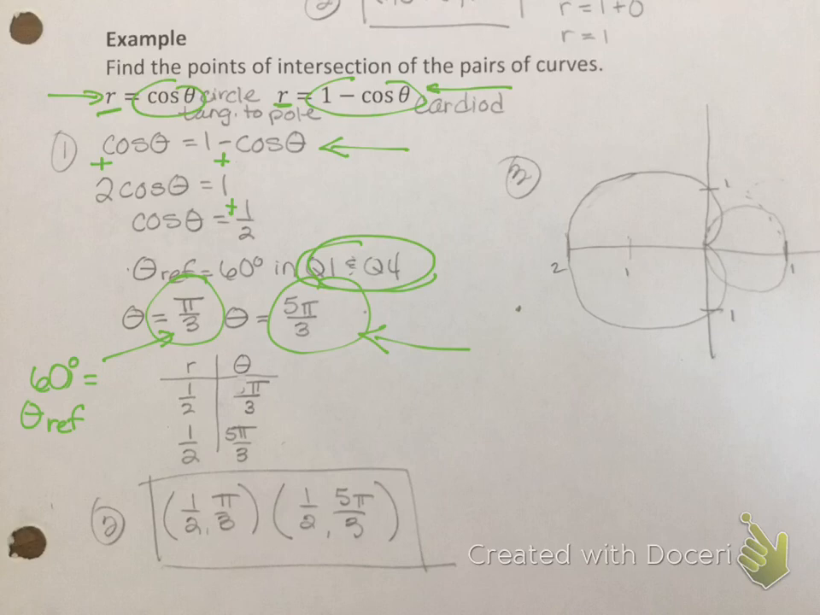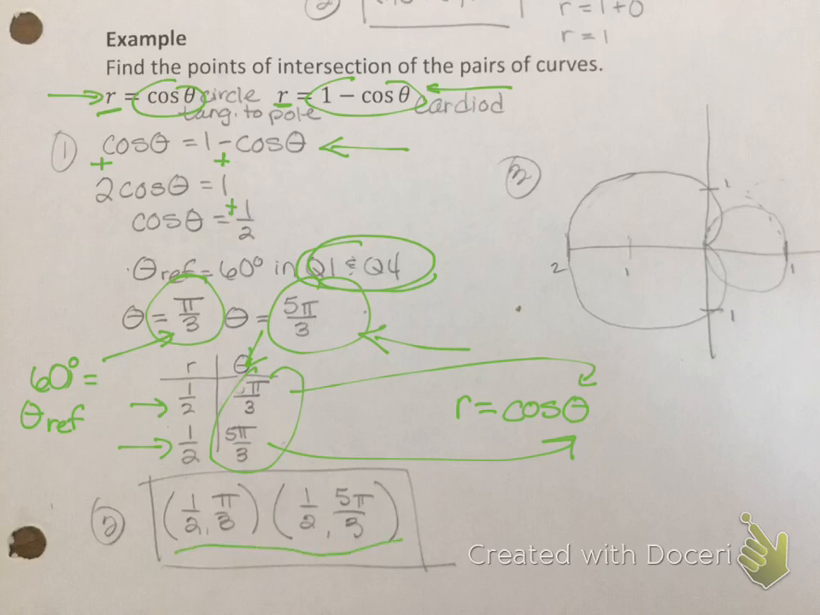You need to plug both of those values in for theta here and figure out what you get for r. Again, I would just use the first equation here. So you are plugging in pi over 3, you get out a 1/2. You're plugging in a 5 pi over 3, you get out a 1/2. So here are my 2 points of intersection. 1/2 is what r is when theta is pi over 3. When theta is 5 pi over 3, r is also equal to 1/2.